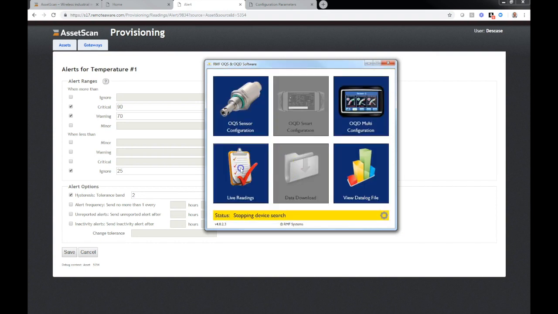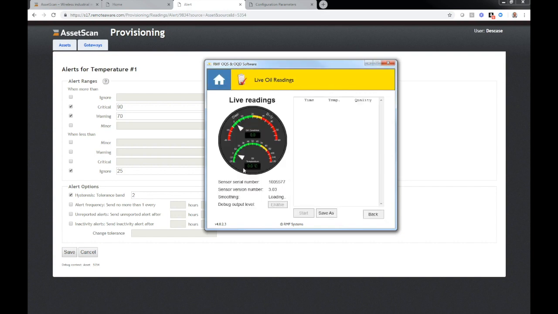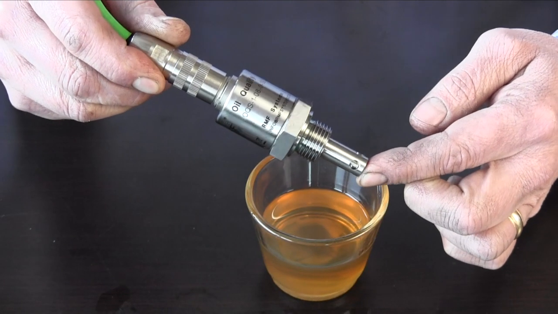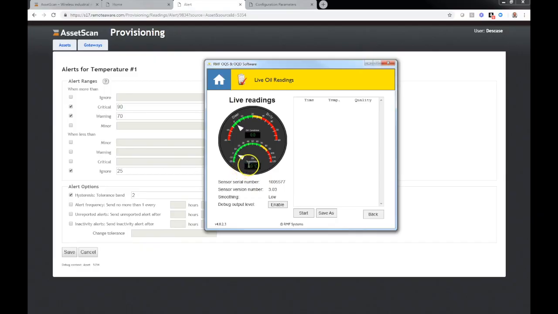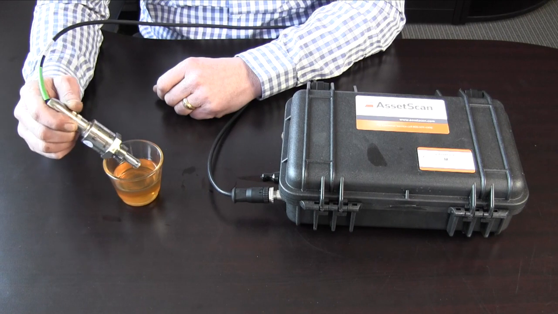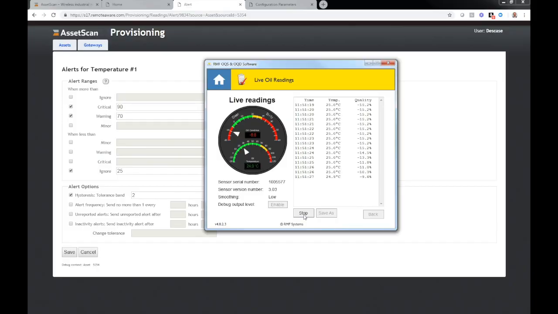And then if we look at the live readings of the device, I have the device here sitting on my desk. You can see the current readings are just set at 0 because I have not started the readings yet. I can go ahead and start the readings, and I'll go ahead and move the sensor into the oil, and you can see the 1 second update rate going into the sensor, and the sensor beginning to read the temperature and the oil quality.